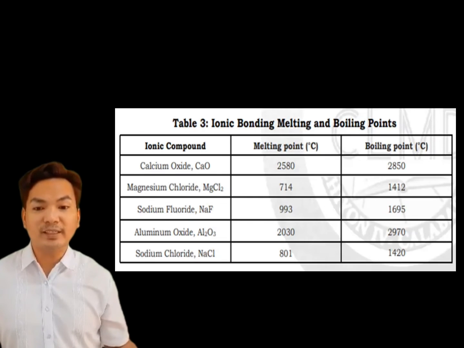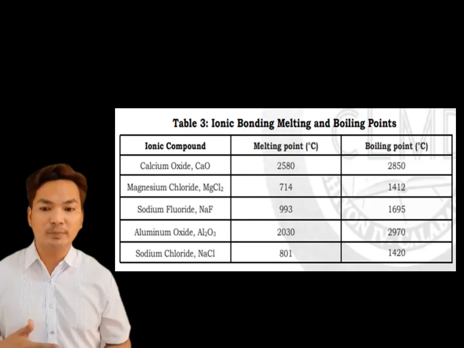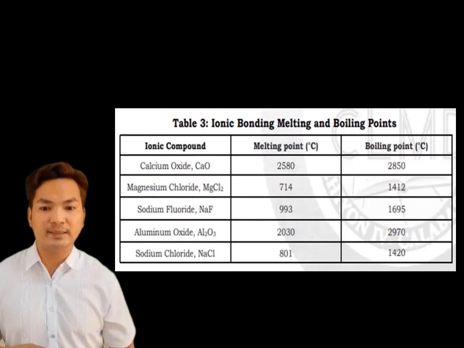A lot of heat energy is needed to break the strong ionic bonds during melting or boiling. Hence, ionic compounds have high melting and boiling points with low volatility.